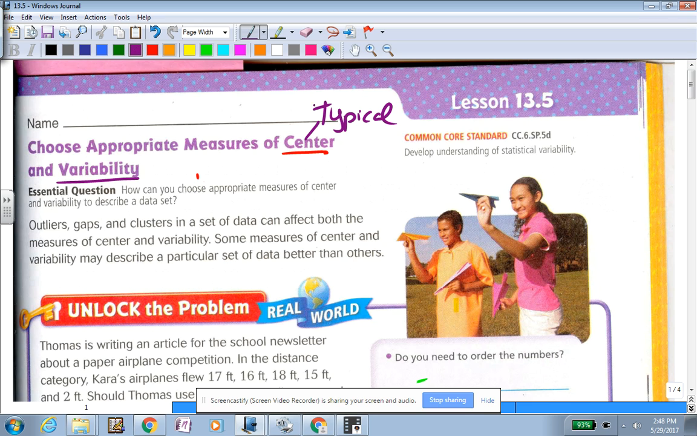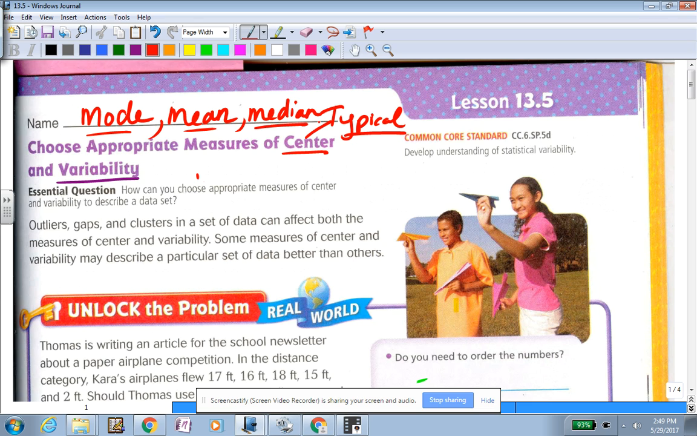If we were to find the mode in a set of data, I'm going to change this to red really quickly, because measures of center are what is typical or what most of the data is kind of like. So the mode would definitely tell us what's typical because it gives us the most frequent value. The mean would also kind of tell us what's typical generally because it gives us the average. And then the median is telling us what's smack dab in the middle.